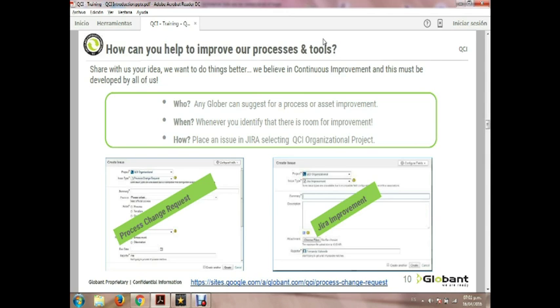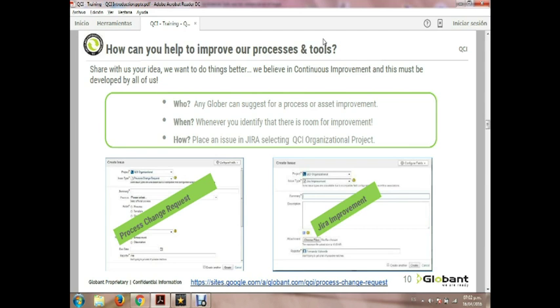Now, let's see how you can suggest improvements. If you identify opportunities for improvement regarding the assets that you're using, or you think that a better practice could be used in your current activities, you can suggest it as an improvement. Who can do it? Any Glover may suggest a process or asset improvement.